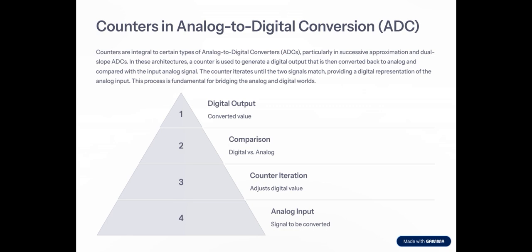This is then converted back to analog and compared with the input analog signal. The counter iterates until the two signals match, providing a digital representation of the analog input. Digital output, converted value. Comparison, digital versus analog. Counter iteration adjusts the digital value. Analog input signal to be converted.